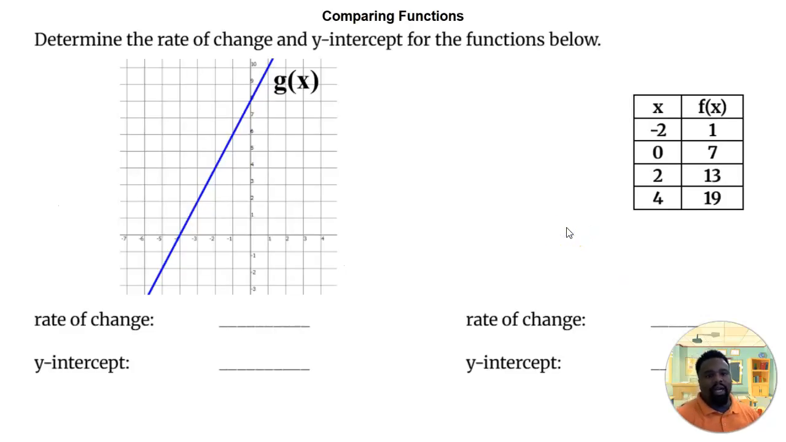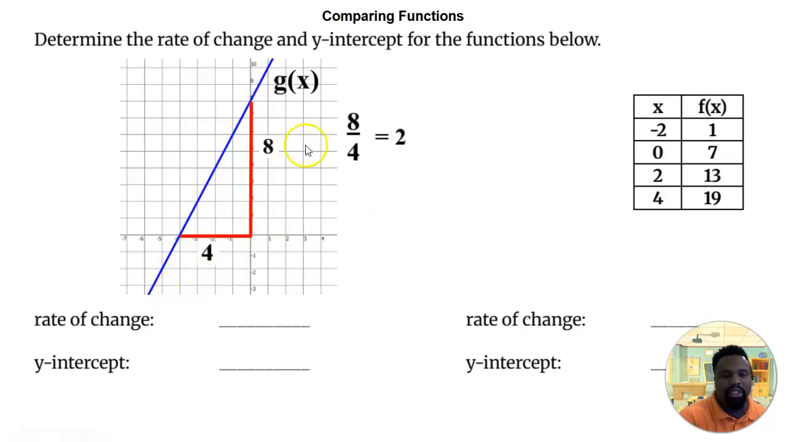We want to determine the rate of change and the y-intercept of the functions below. g of x is a graph, and f of x is a table. Define your rate of change, which is your slope, from a graph. One way you can do it is rise over run. Select 2 points on your graph, and then do your rise, your vertical distance, over your horizontal distance. My rise is 8, my run is 4. So if we do rise over run, my vertical divided by my horizontal distance, we get 2. So our rate of change is 2.